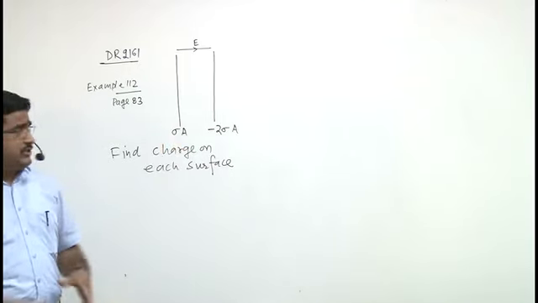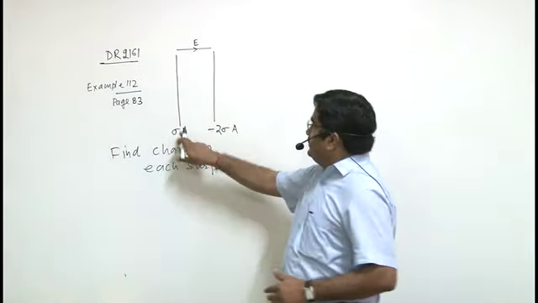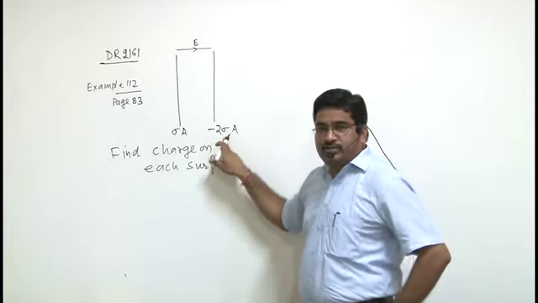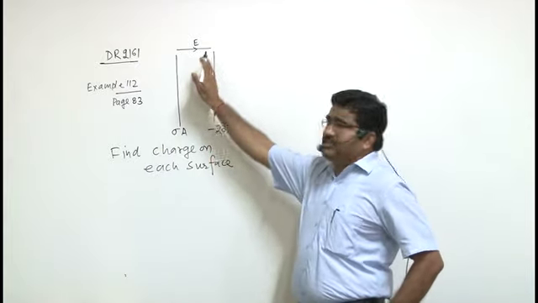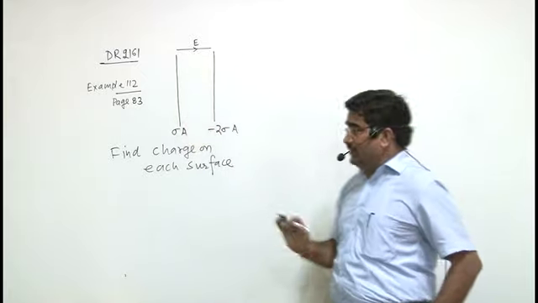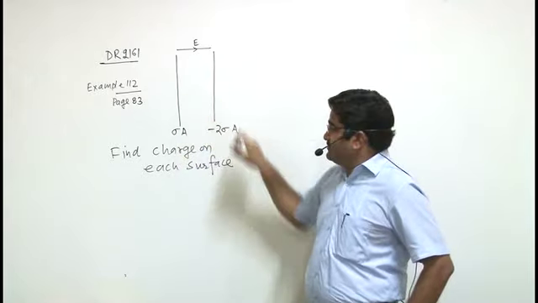So it's a very good question. We are given that there are two metallic plates. One plate has charge sigma A, the other plate has charge minus 2 sigma A, and there is an external applied electric field of intensity E. These are the given informations for us, and these are metallic plates.